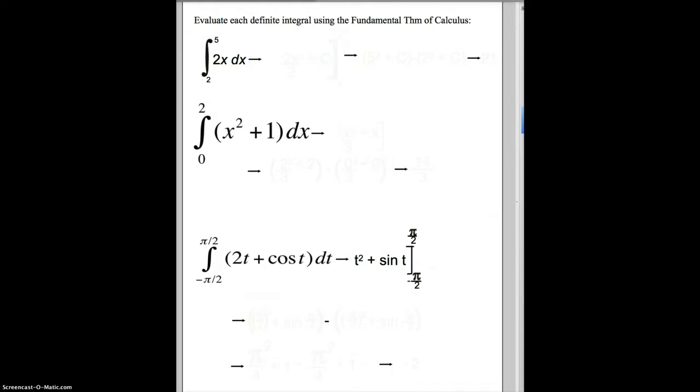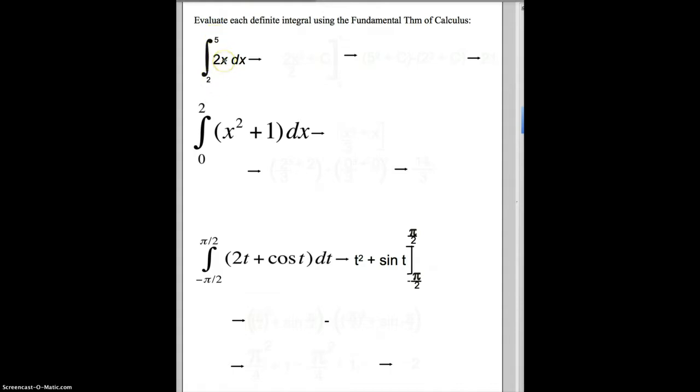Hold up a second. Why do we need this if we could just do this using geometry, right? Well, obviously not every function makes a nice geometric shape. So finding the area under the curve is not so easy as finding the area under a straight line. So that's why we need this fundamental theorem of calculus. All right, so integral. Definite integral, because it has numbers here, from 2 to 5 of 2x. So this is a straight line.